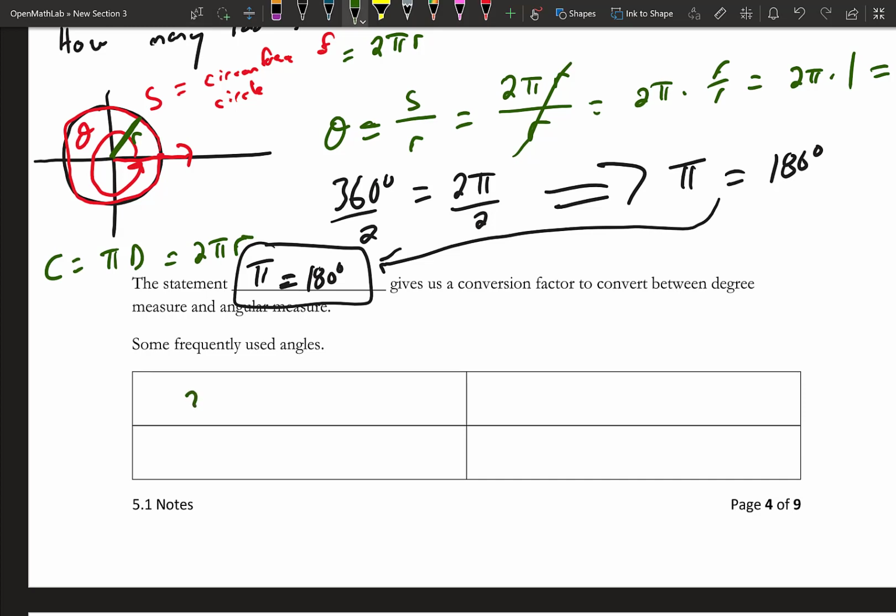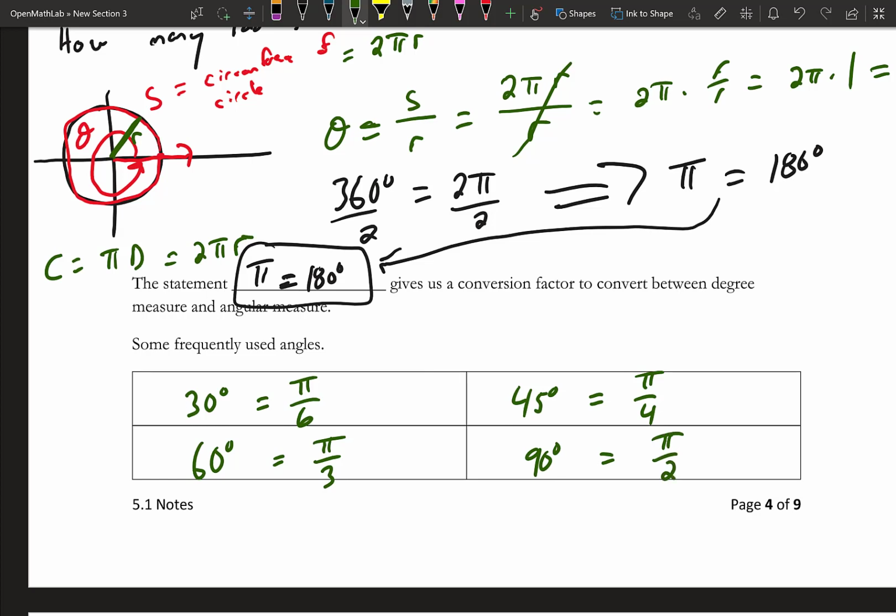So 30 degrees is equivalent to pi over 6 radians. 60 degrees is equivalent to pi over 3. 45 degrees is equivalent to pi over 4, and 90 degrees is equivalent to pi over 2, right?